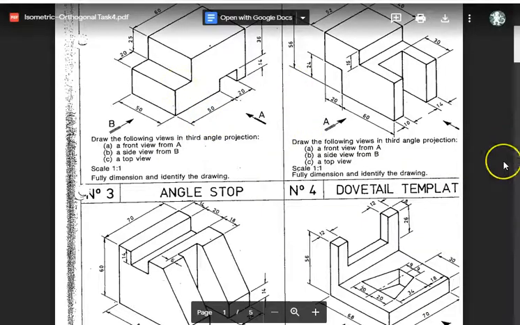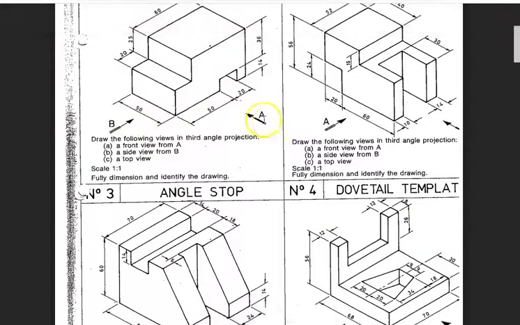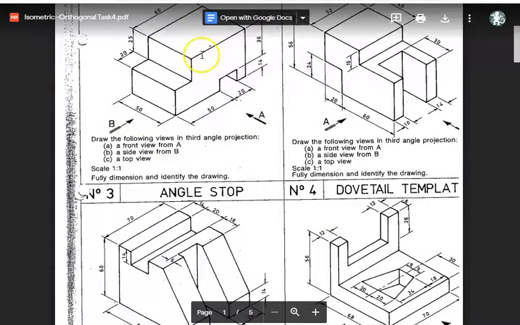What I'm expecting for task 4 is to draw these four drawings as orthogonal drawings, as third angle projections, and it specifies that all have to be dimensioned. That's the big difference we're adding here, is dimensioning, and it says you need to draw from the arrows shown. So in this case, from A, there'll be your front view and the side view B.